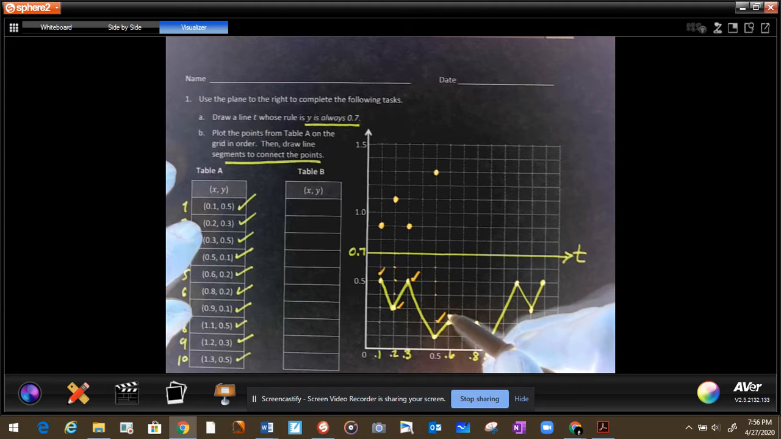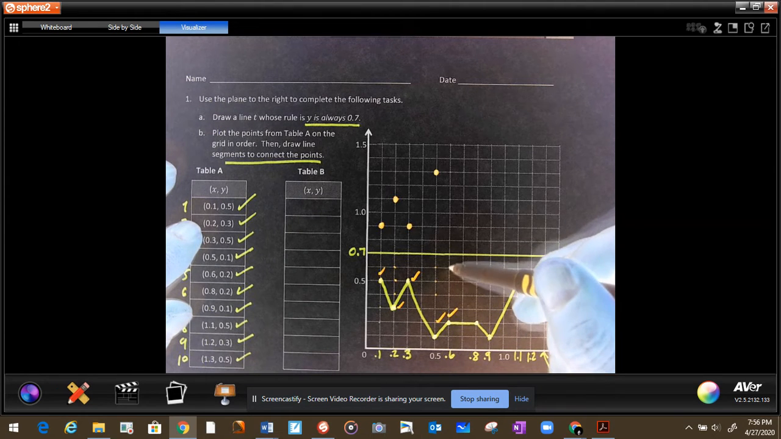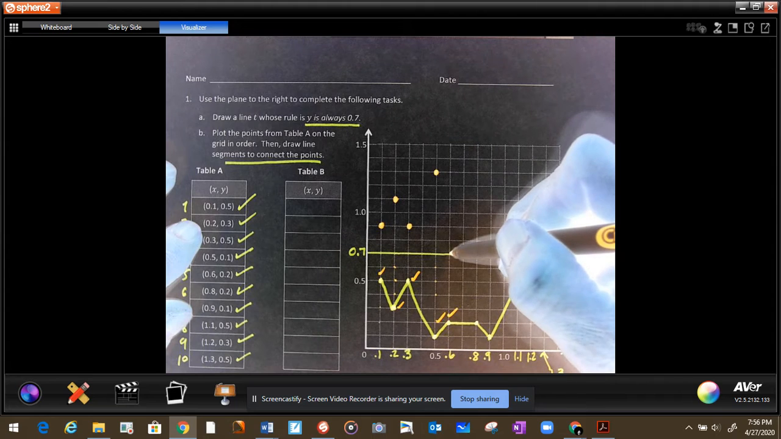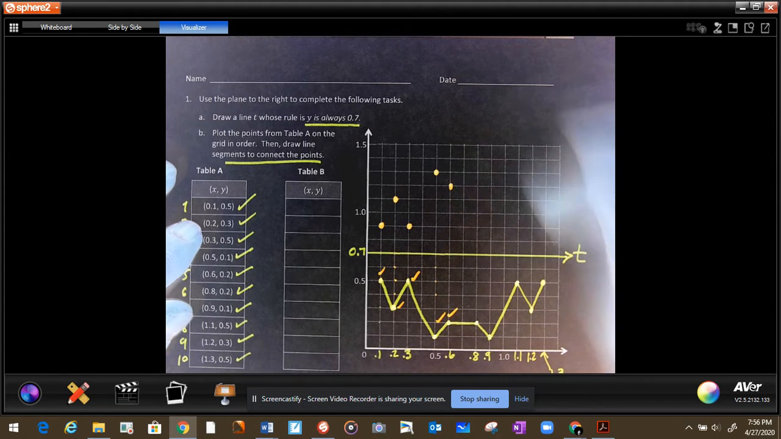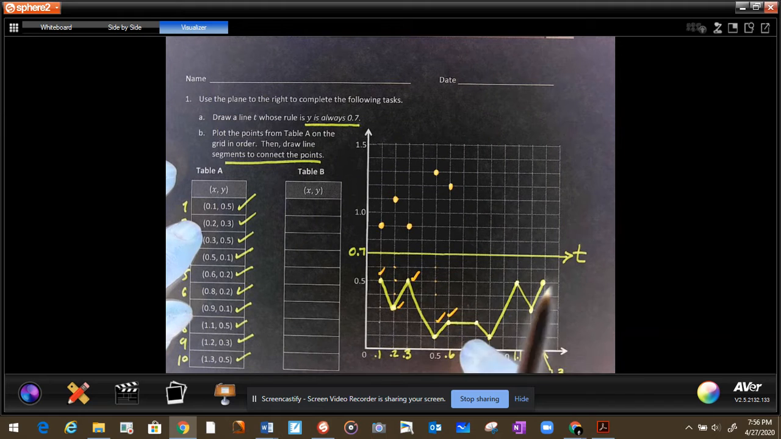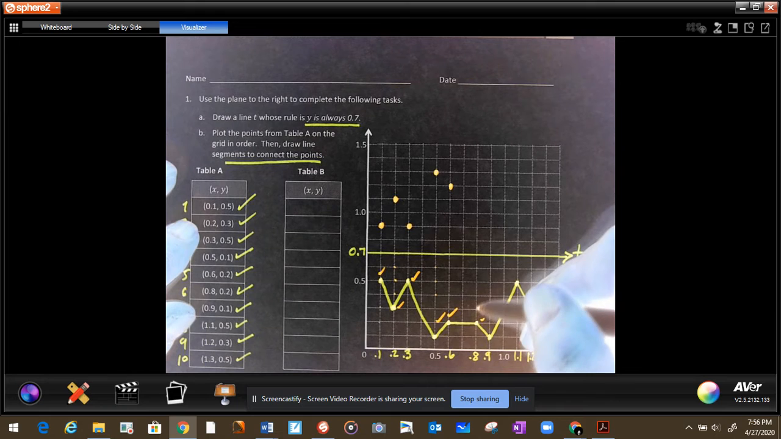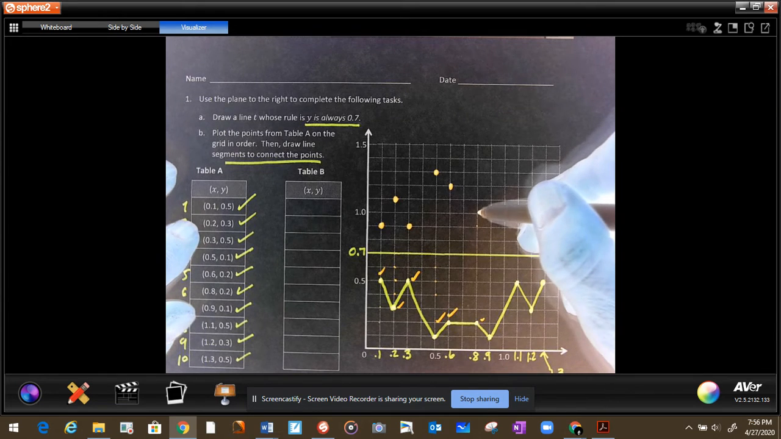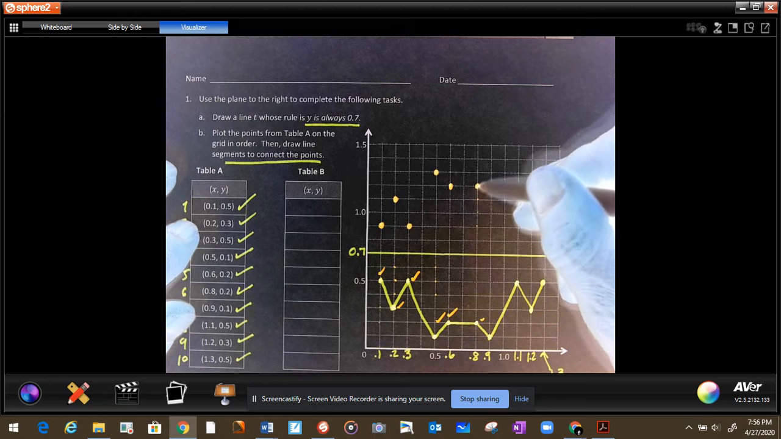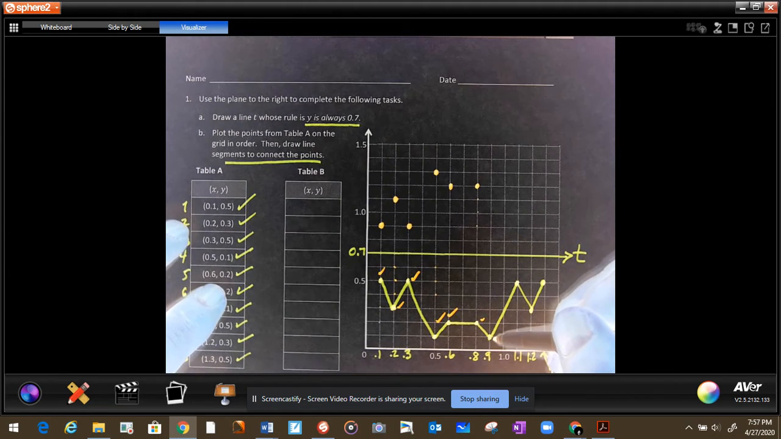Check. Our next one is going to be 1, 2, 3, 4, 5. So above is going to be 1, 2, 3, 4, 5. There you go. So remember, it's above T and below T. Okay, the next point is going to be 1, 2, 3, 4, 5. So these two are identical on the Y coordinate.